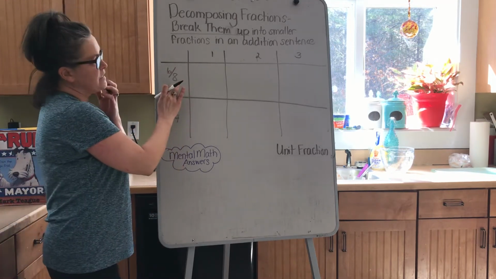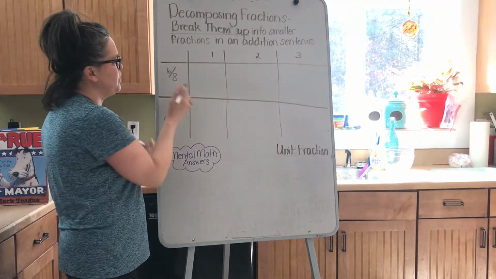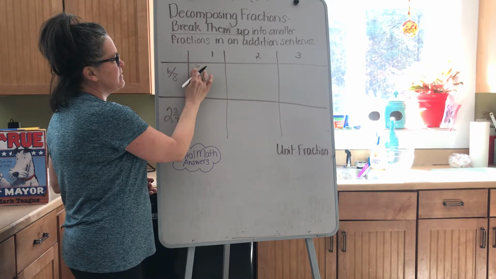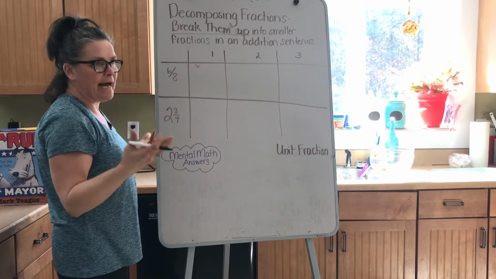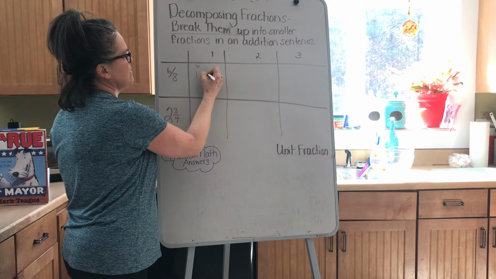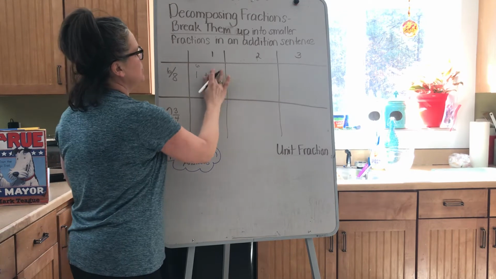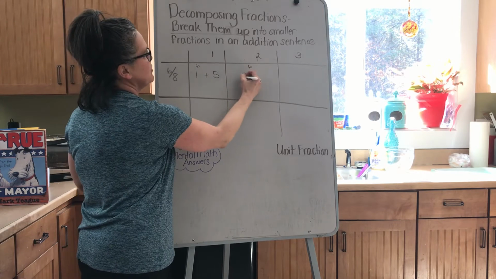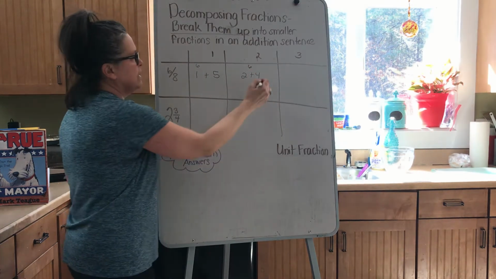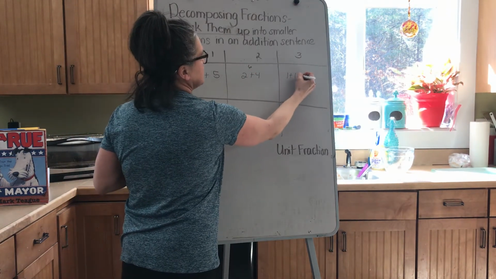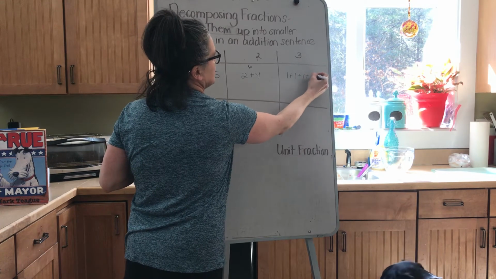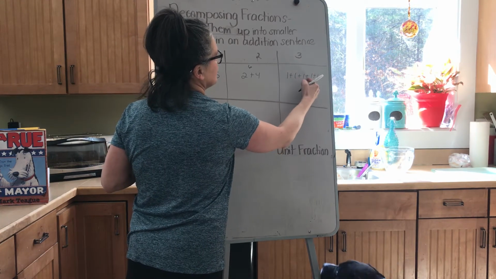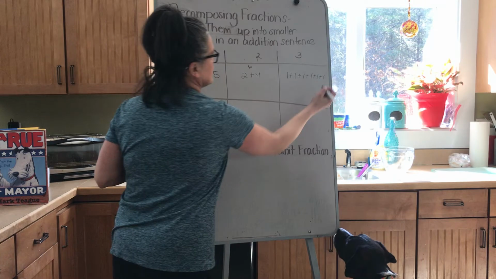So let's start with 6/8. So simple way is I'm going to think of the number 6. What are all the different ways I can add two numbers to add to 6? 1 plus 6. Oh, no. 1 plus 5. Another way, 2 plus 4. And then another way, 1 plus 1 plus 1 plus 1 plus 1. 1, 2, 3, 4, 5, 6.